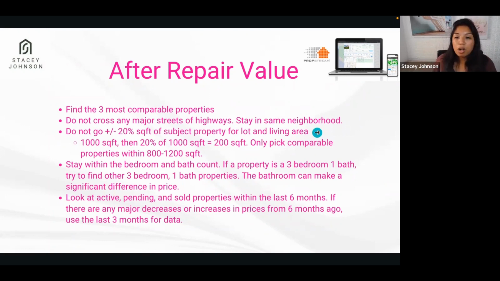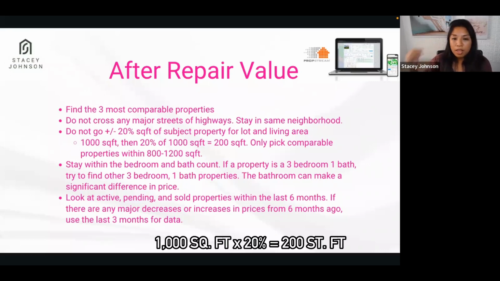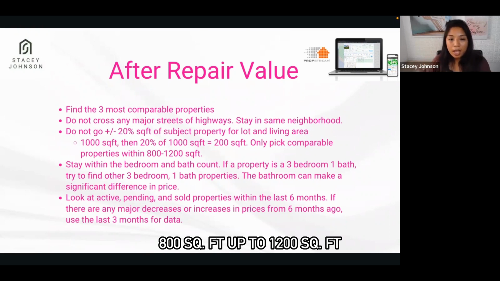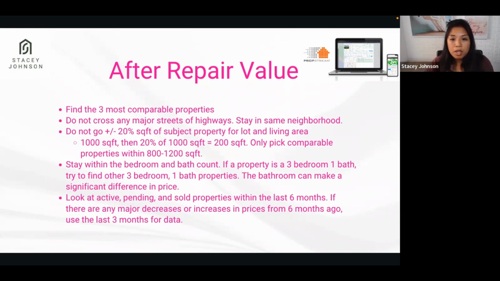The second tip is do not go plus or minus 20% square feet of the subject property for lot and living area. So if you're at 1,000 square feet in your living area, then 20% of 1,000 square feet is 200 square feet. So you're only going to go above or below that 1,000 square feet from 800 to 1,200 square feet. You're going to do that same thing with the lot size. So for example, if you have a 10,000 square foot lot, you're going to be somewhere between 8,000 and 12,000 square feet for the lot size.